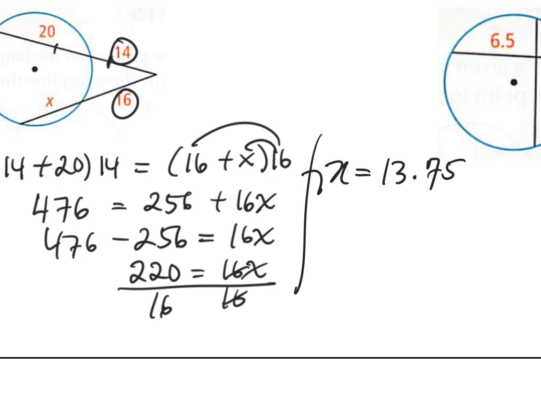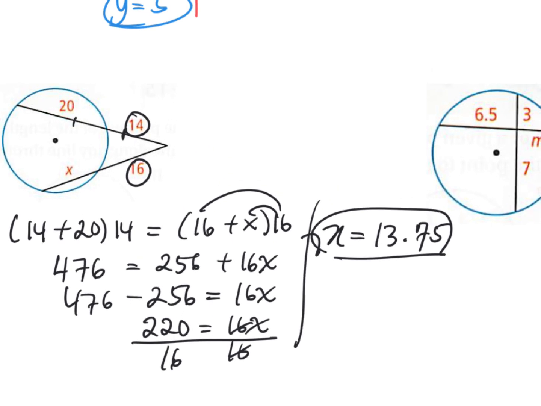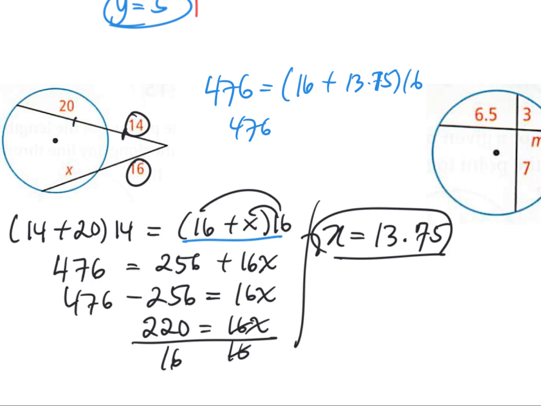13.75. Okay, let's recheck. So we know that this side is already 476, right? So I'm just going to substitute the value of x in here. It's going to give you 16 plus 13.75 multiplied by 16, 476. 16 plus is going to give you 29.75 times 16 is going to give you 476. Voila. Okay, so our calculations are correct.